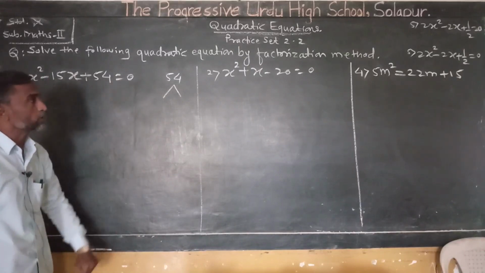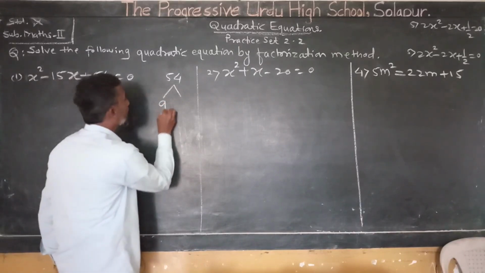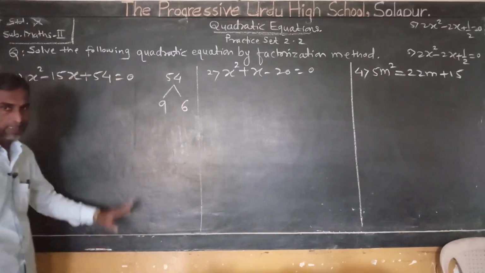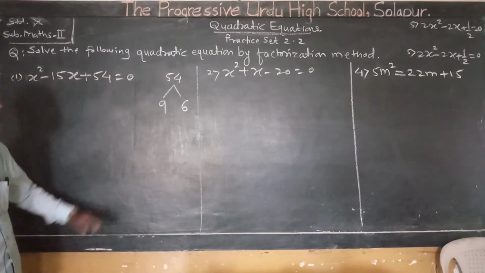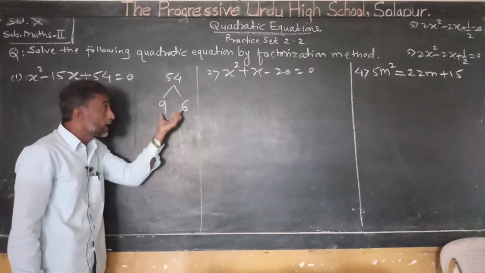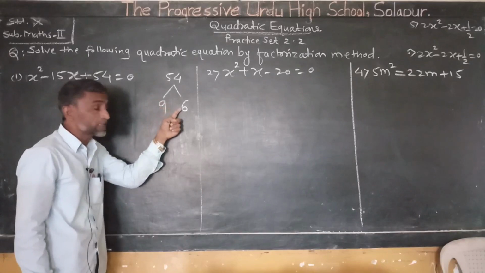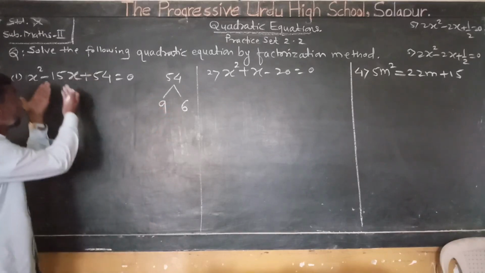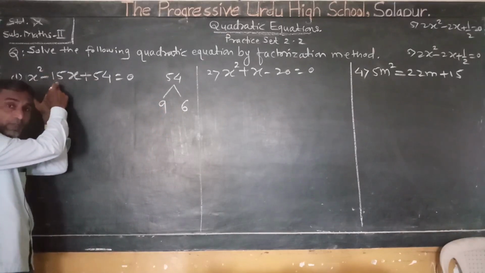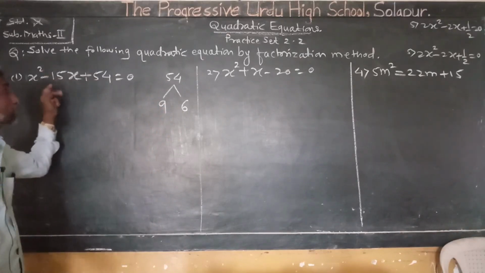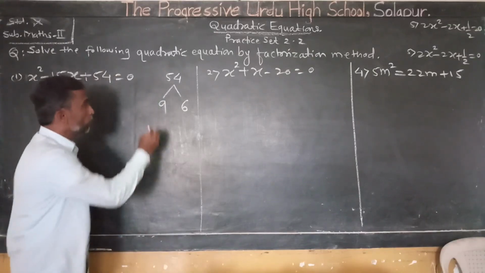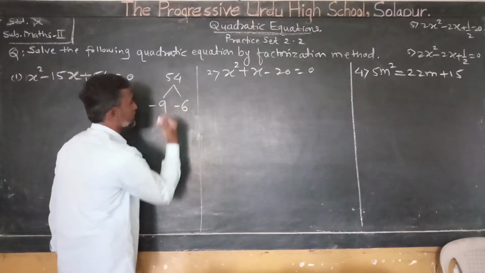So make the factors of 54. 9 6s are 54, but the addition 9 plus 6 is 15. But we want minus 15, because the linear coefficient, the coefficient of the middle term, is minus 15. Then what should we do? Give a minus sign to both the factors.